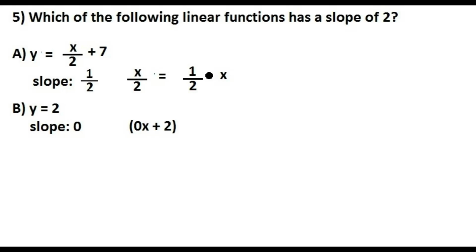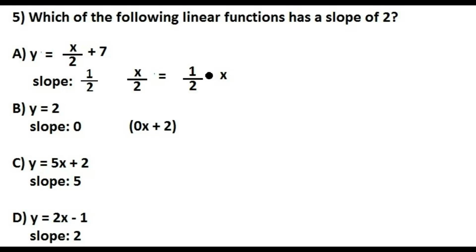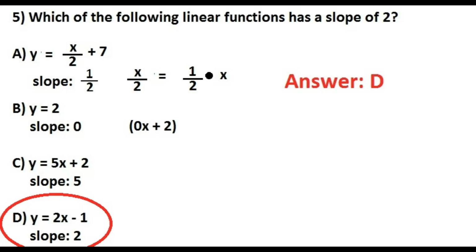For B, y equals 2, there is no x term. So that's the same as saying y equals 0 times x plus 2. There just isn't any x. So the slope is 0. All right. If we have y equals 5x plus 2, the slope here is 5 because that's the coefficient. Okay. And for D, we have 2x minus 1. The slope here is 2 because that's our coefficient. And of course, you all can see D is our answer. So the answer is D.